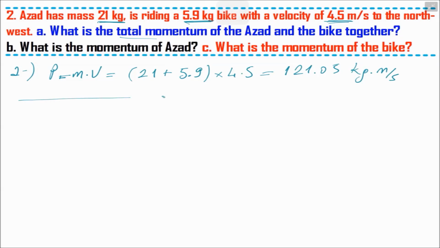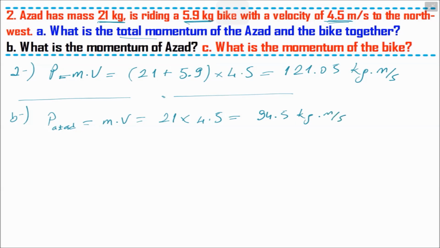This is the A. And the solution of the B, it says what is the momentum of Azad. P Azad equals m times v. Mass of Azad, which is 21 kilogram, times velocity of Azad, 4.5. So it will be 94.5 kilogram times meter per second.